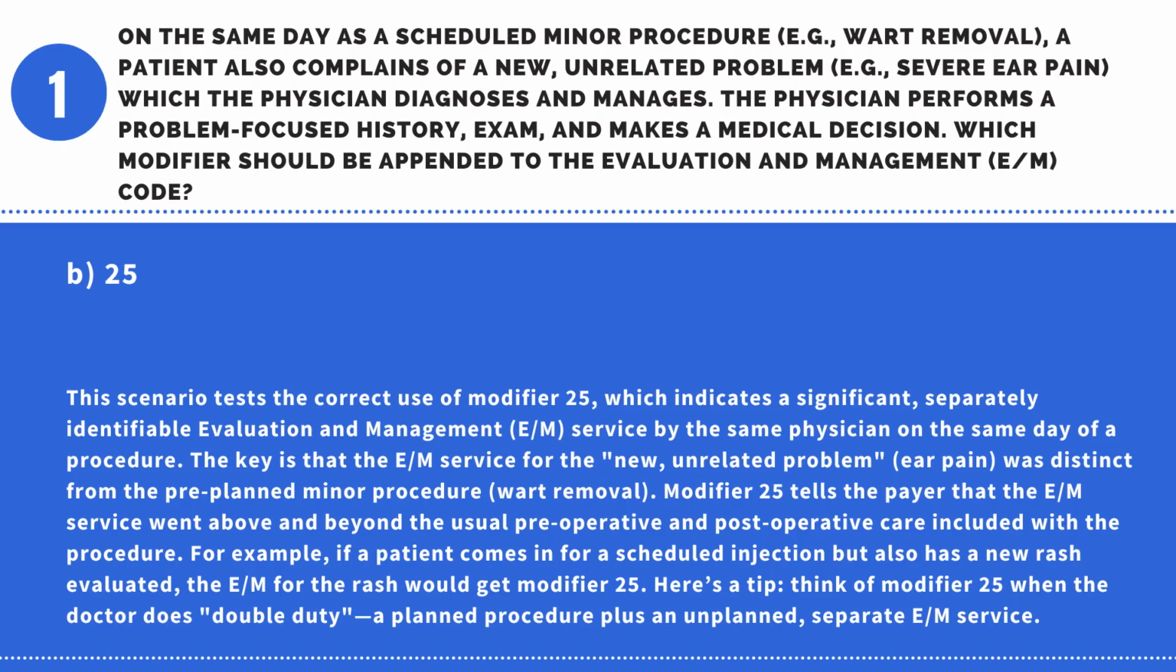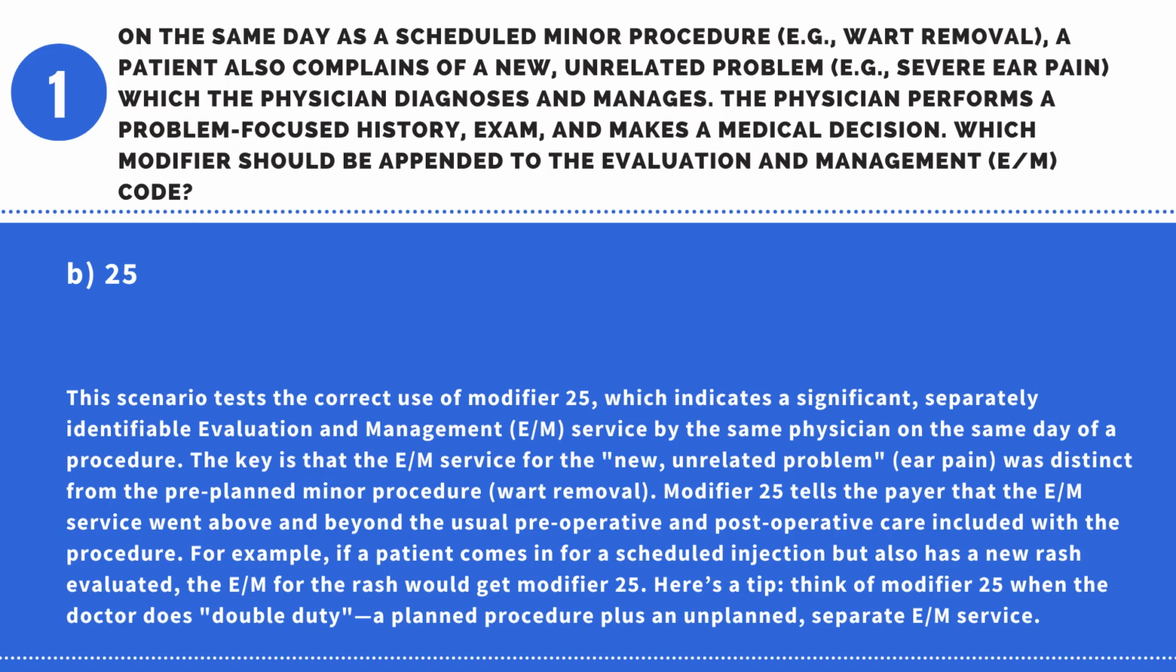The key is that the E/M service for the new, unrelated problem, ear pain, was distinct from the pre-planned minor procedure, wart removal. Modifier 25 tells the payer that the E/M service went above and beyond the usual preoperative and postoperative care included with the procedure. For example, if a patient comes in for a scheduled injection but also has a new rash evaluated, the E/M for the rash would get modifier 25.